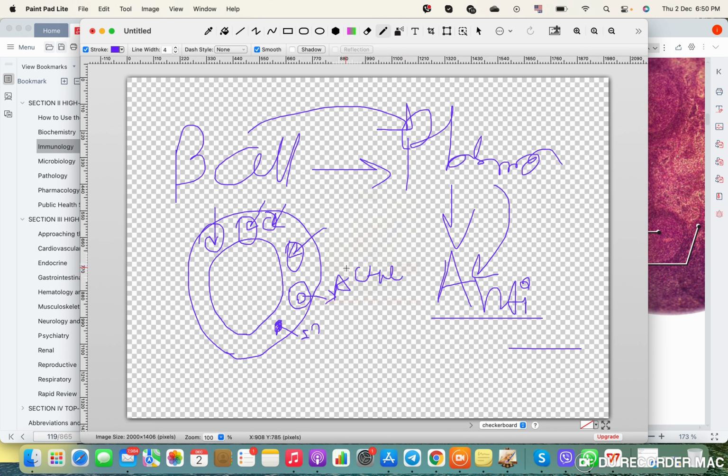The second structure you must know about is something called the medullary cord. These medullary cords are just like little canals that are coming out from your follicle, okay? And as you see, they are in the medulla, not the cortex. And they contain what? Plasma cells.